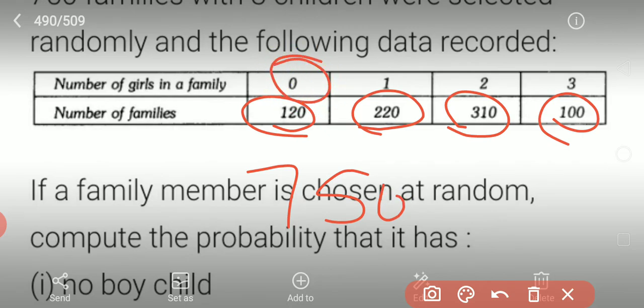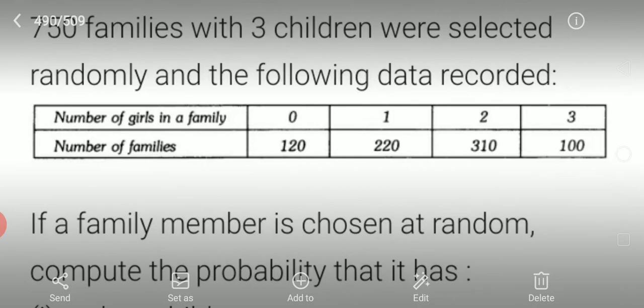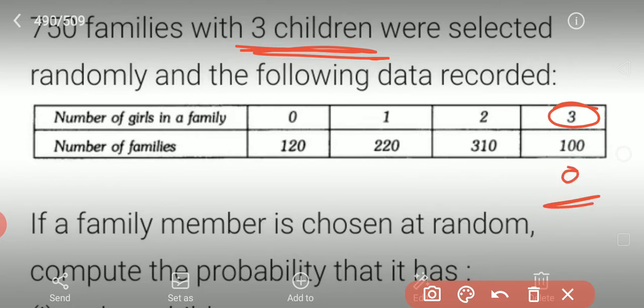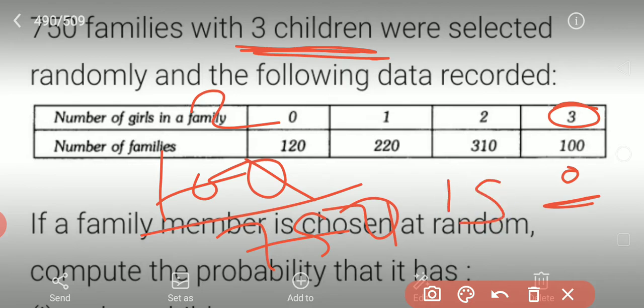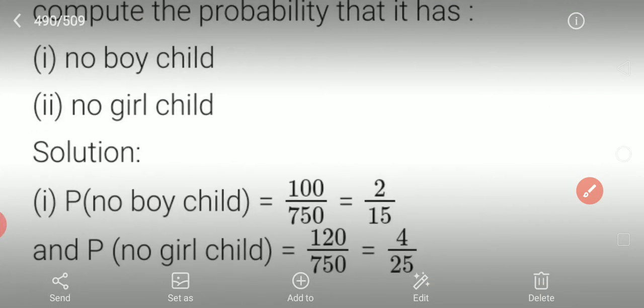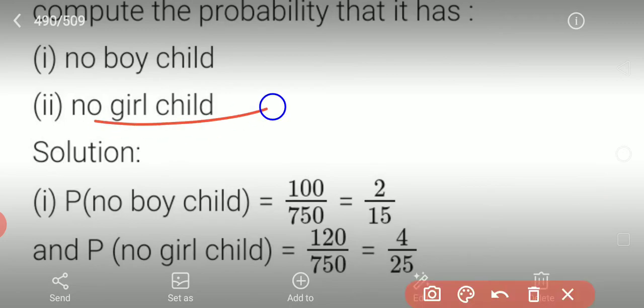Here is no girl child, and here is 1 girl child, 2 girl child, 3 girl child. Out of 3, here we have given 3 children are chosen. So 3 girls means no boy, 0 boy. So you can take 100, and out of 750 total. So this is the probability. You can cut here, 5 2s are 10, and 5 5s are 25, so 2 by 15 is the answer.